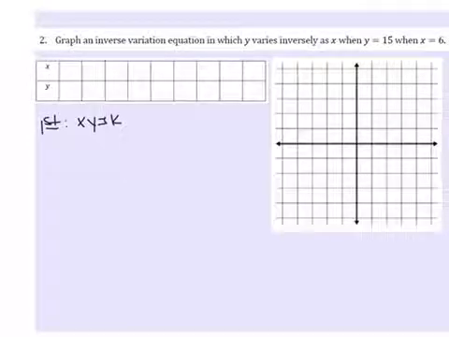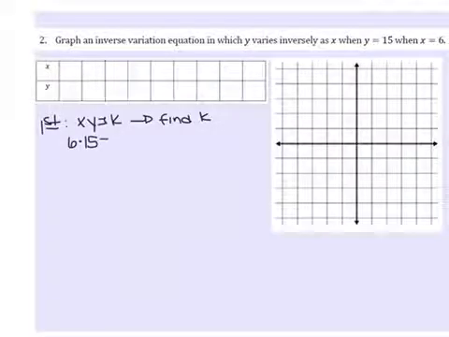In this situation, we don't know k. So our first thing we have to do is find k. I know that x is going to be 6 and y is going to be 15, and that's going to equal my k value. So I found that 90 equals k. So the equation that we're going to be dealing with here is x times y equals 90.